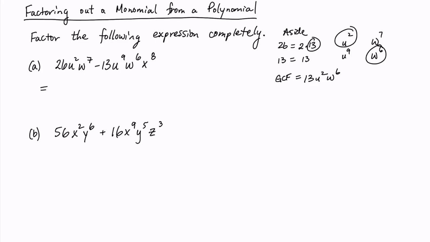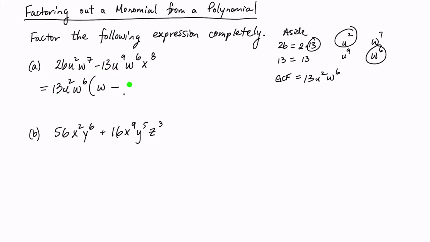So let's rewrite this expression. 13u squared w to the sixth, and then we're going to use the distributive property. So this times something here has to get me 26u squared w to the seventh. So the only thing left is a w. Minus, well, we already have a 13. So we're at this step right here.